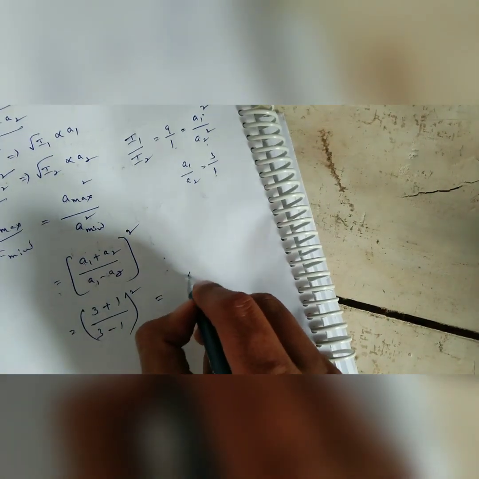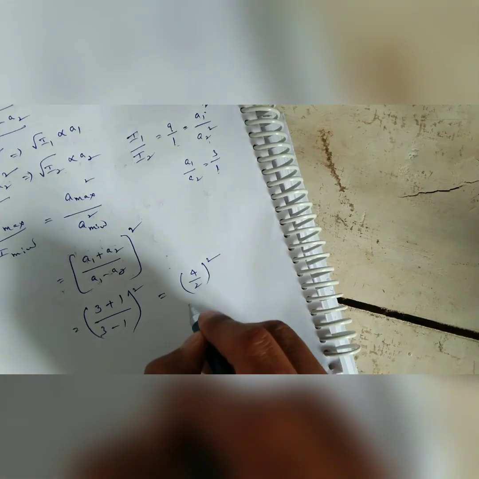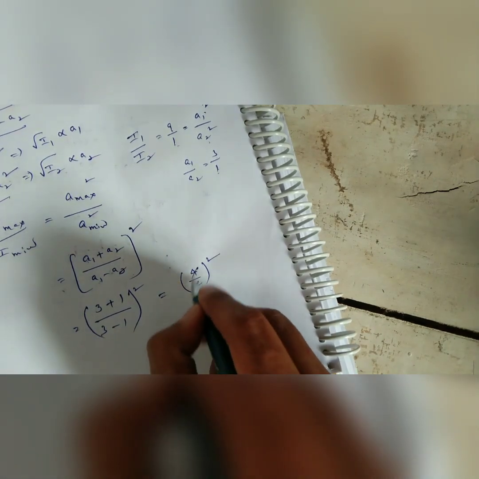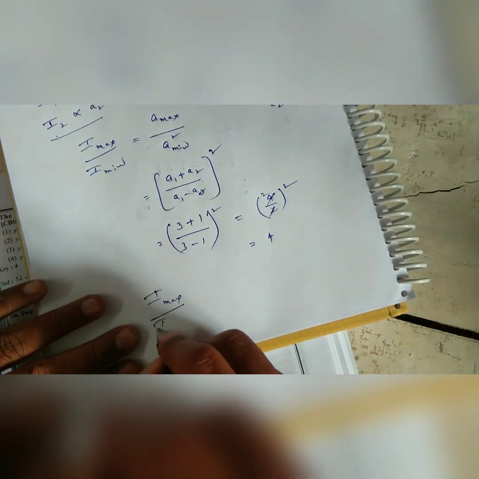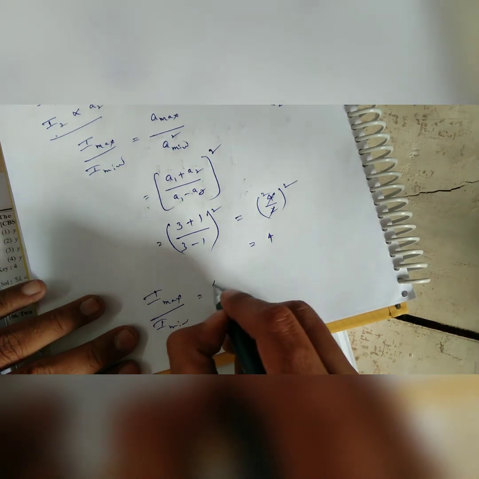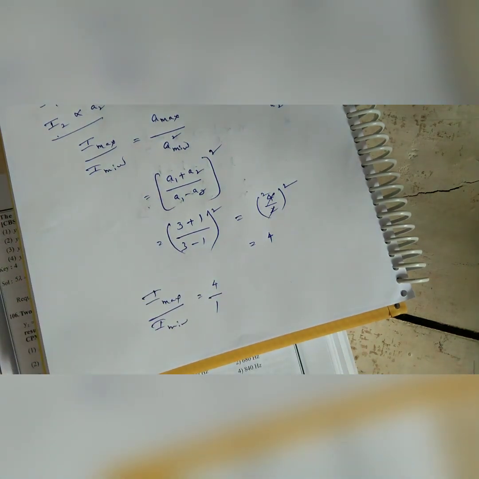Now with that, 4 square by 2 square, that is 4 by 2 whole square. Then this is nothing but 2 ones are 2, 2 twos are 4. It means I max by I min is equal to 4 by 1. It means 4 is to 1.